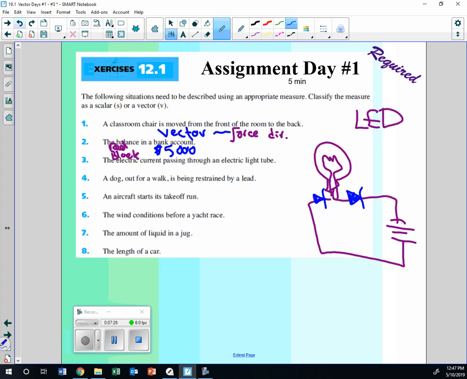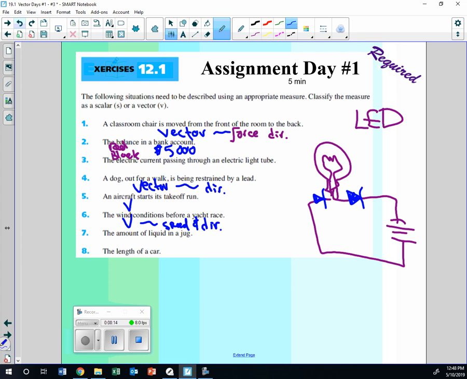How many of you have dogs? And take them for walks? Yeah? Is a dog being restrained by a lead, is that a scalar or a vector? Definitely a vector, because the dog will go every which way. The direction the dog pulls is going to be different and matters. So it's definitely a vector. Direction, big deal with that, and force. How about an aircraft taking off? Vector, because it could go one way or the other way. How about wind conditions on a yacht? Yeah, that is vector because the direction matters. So this has the speed of the wind, and the direction makes a big difference.